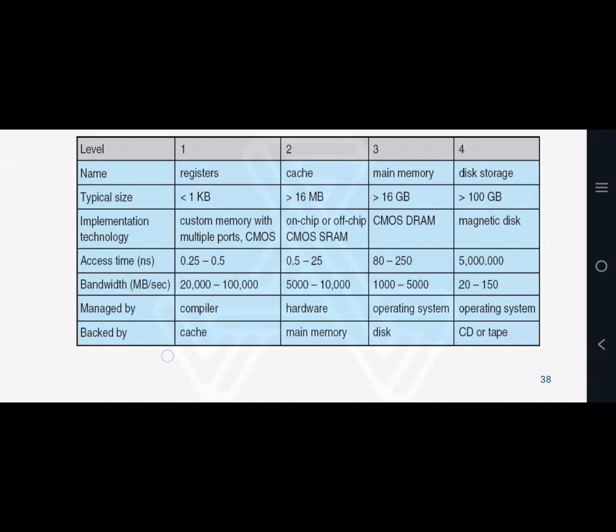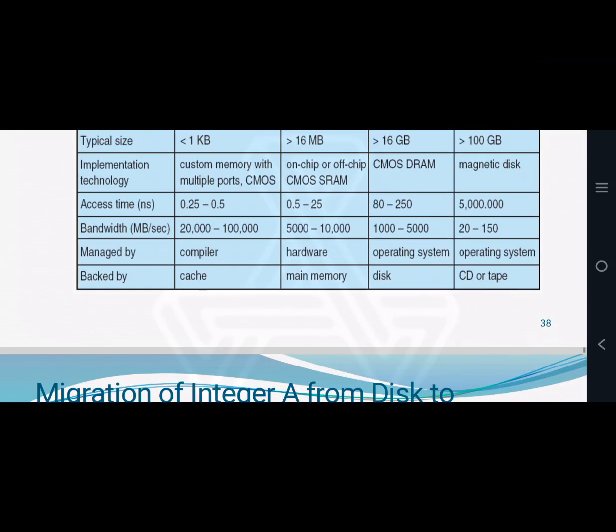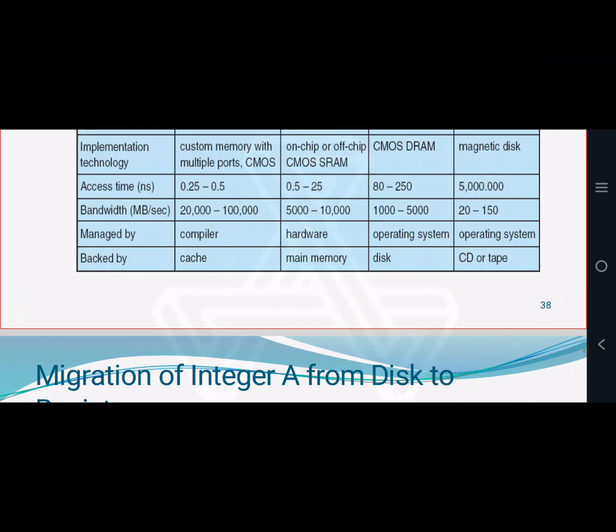Managed by the operating system, disk storage: greater than 100 MB to 100 GB. Magnetic disk: 5,000,000 ns, 20 to 150 MB per second. Managed by the operating system, with CD or tape as backup.